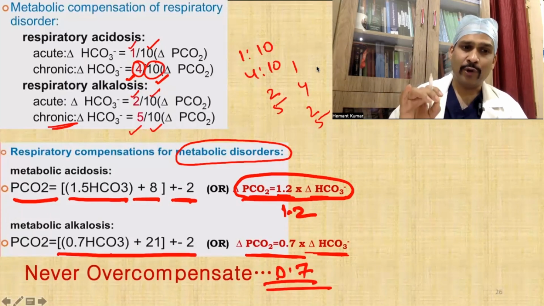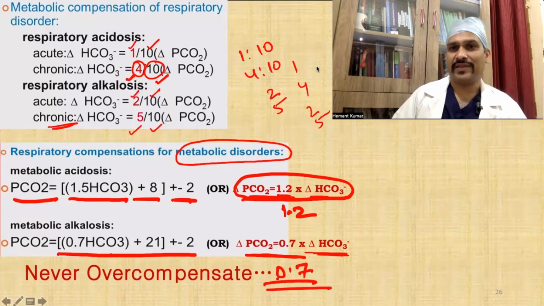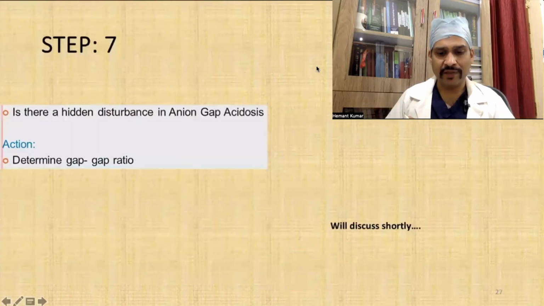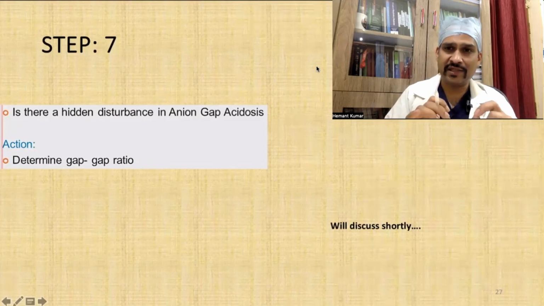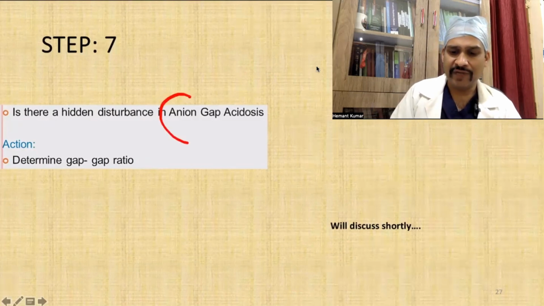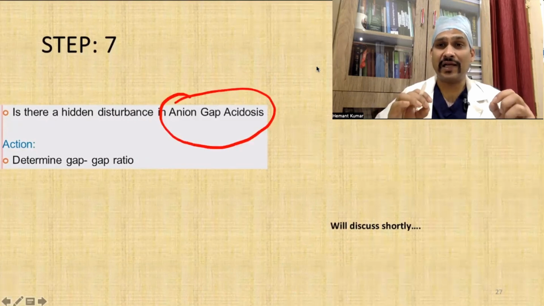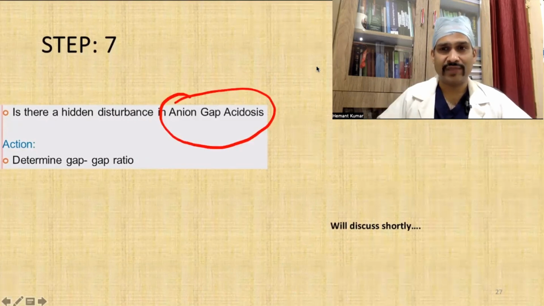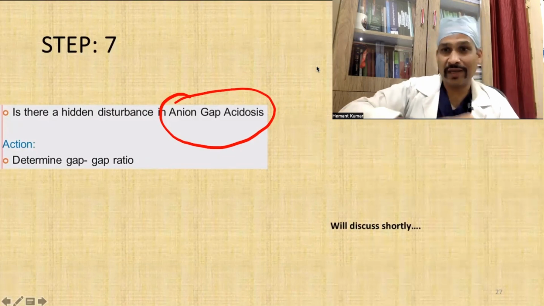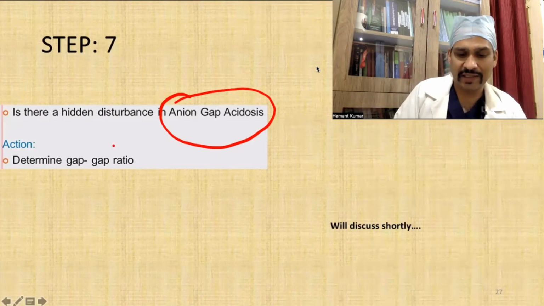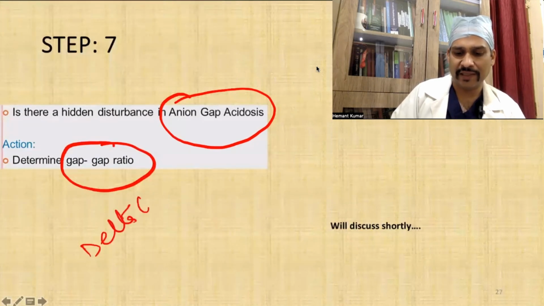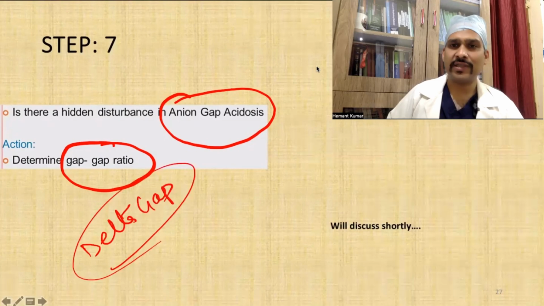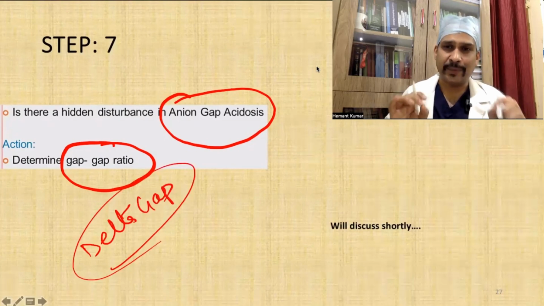Remember, the body never overcompensates. So step 7, if there is metabolic acidosis and there is a disturbance in anion gap, we have to check if there are other pathologies there or not. Means mixed acidosis, or mixed acidosis and alkalosis. So we have to check the gap ratio, also called delta gap. So these are 7 steps.